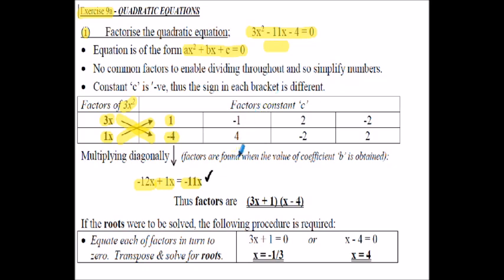We read horizontally for the factors. The factors are (3x plus 1), written in the bracket, multiplied by (x minus 4) in the bracket. If we expand the bracket, we get back to the original equation, and you can check that if you want to.